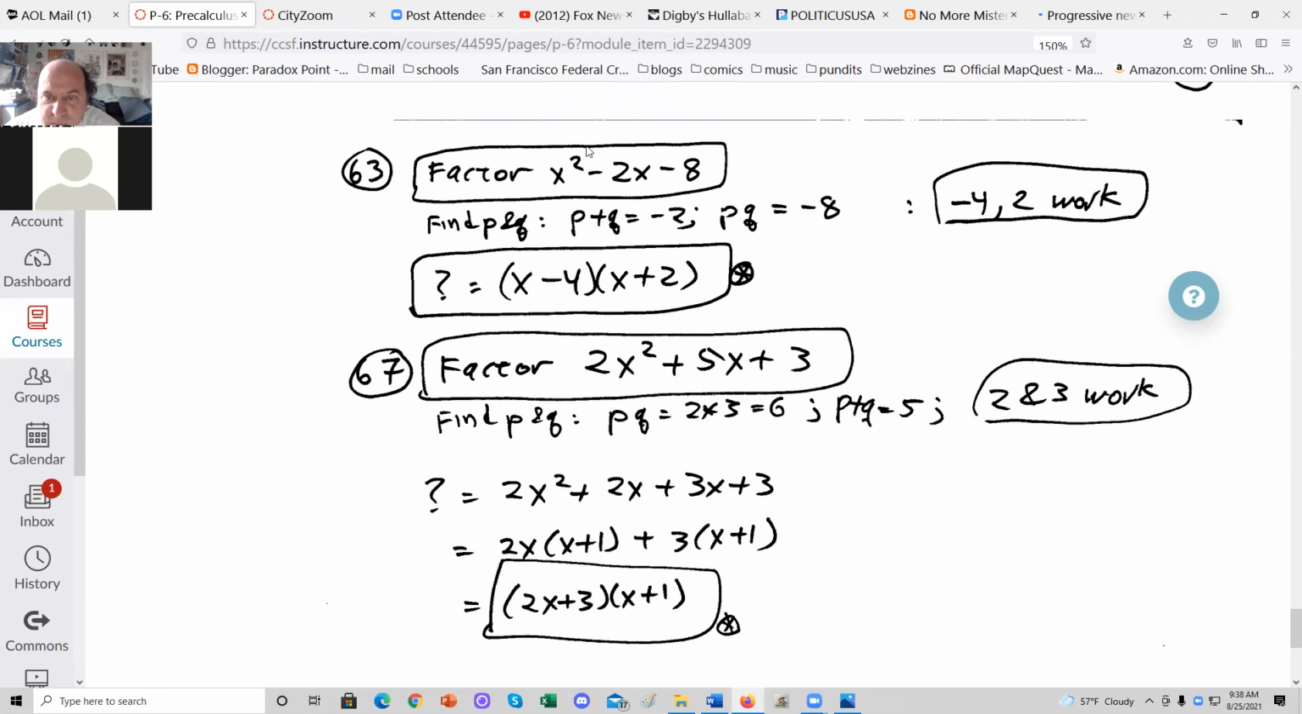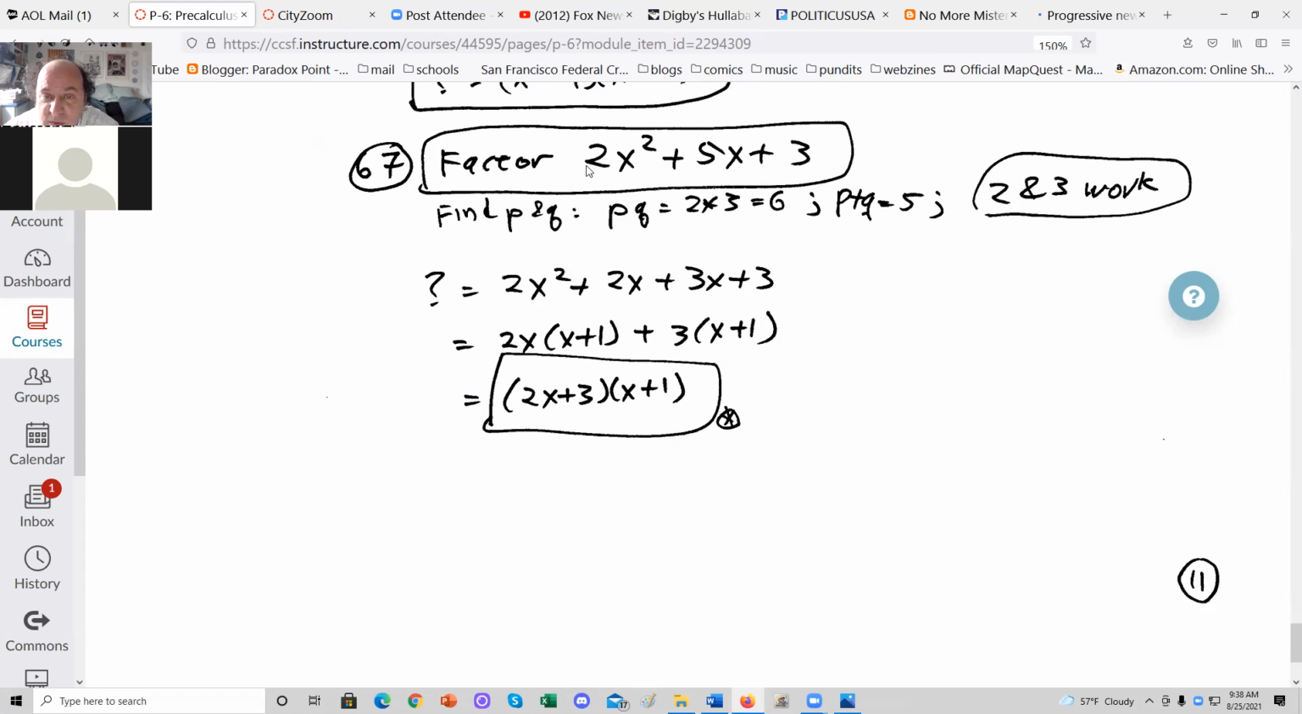Here we have to factor x squared minus 2x minus 8. Now find P and Q whose sum is negative 2 and whose product is negative 8. Negative 4 and 2 work. Again, to find these, you want to go through a brief search through all the factors of negative 8. So you get x minus 4 times x plus 2.